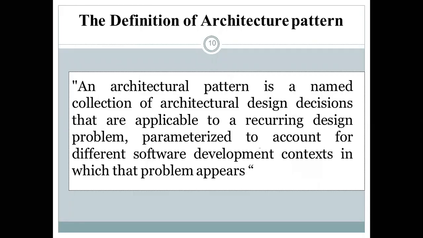Then the definition of architecture pattern. We have seen the definition of architectural style, and we have seen examples of patterns. Now we are going to see the definition of architecture pattern. It is a named collection of architectural design decisions that are applicable to recurring design problems, parameterized to account for different software development contexts in which that problem appears.